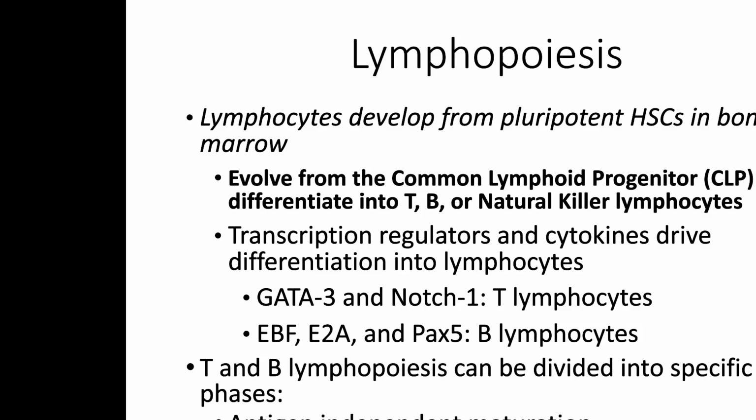Lymphopoiesis just means the development of lymphocytes. Lymphocytes will develop from pluripotent hematopoietic stem cells, which are located in your bone marrow. Lymphocytes come from the common lymphoid progenitor and will develop into T, B, and natural killer lymphocytes.